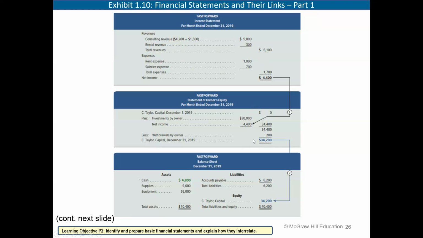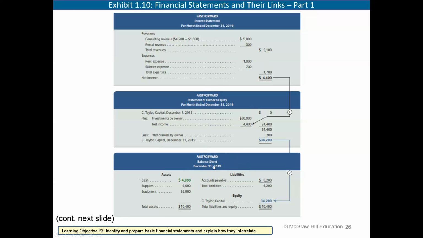So it just breaks it down for you. So here's our balance sheet. Now, unlike the income statement and the statement of owner's equity, the balance sheet doesn't measure change over a time or the amount of revenue and expenses we had over time. It measures the balance of these accounts at a given moment in time.